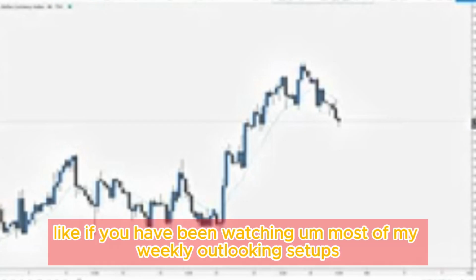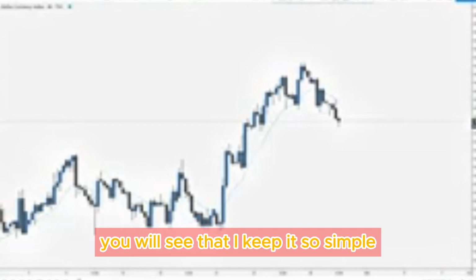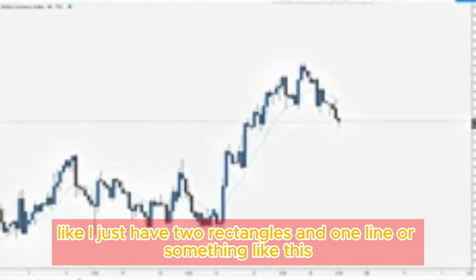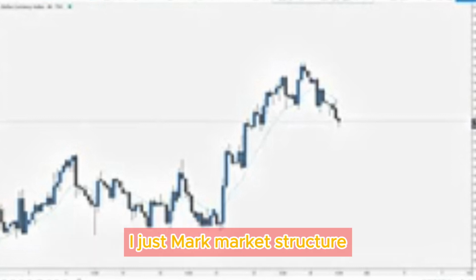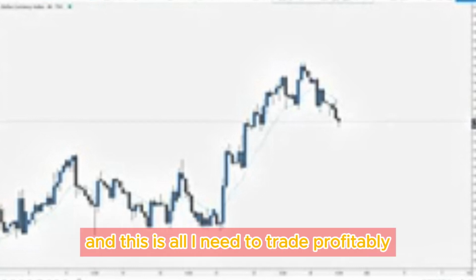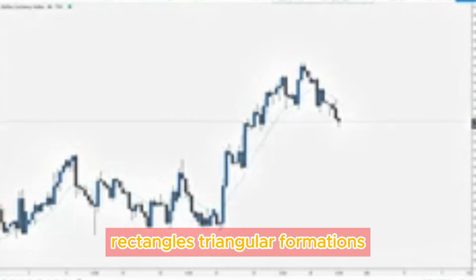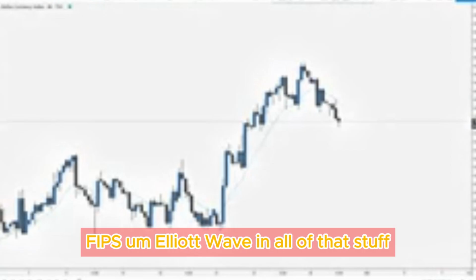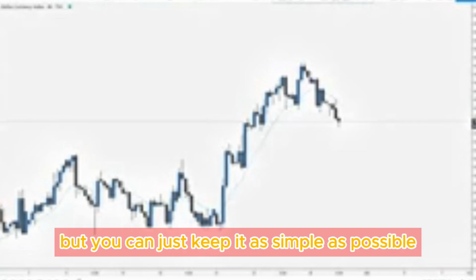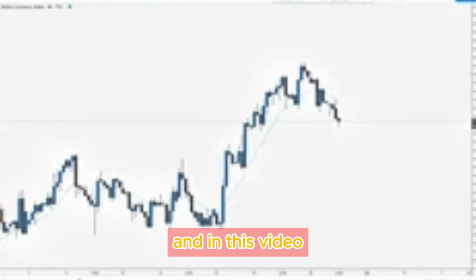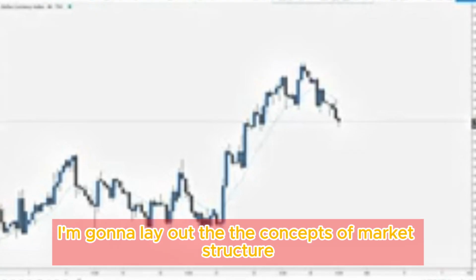If you have been watching most of my weekly outlooks and setups, you will see that I keep it so simple. Like I just have two rectangles and one line or something like this. I just mark market structure and this is all I need to trade profitably. You don't need all of those trend lines, rectangles, triangular formations, fibs, Elliott wave and all of that stuff. I'm not saying that it's not working, but you can keep it as simple as possible and still win in that game. And in this video, I'm going to lay out the concepts of market structure.